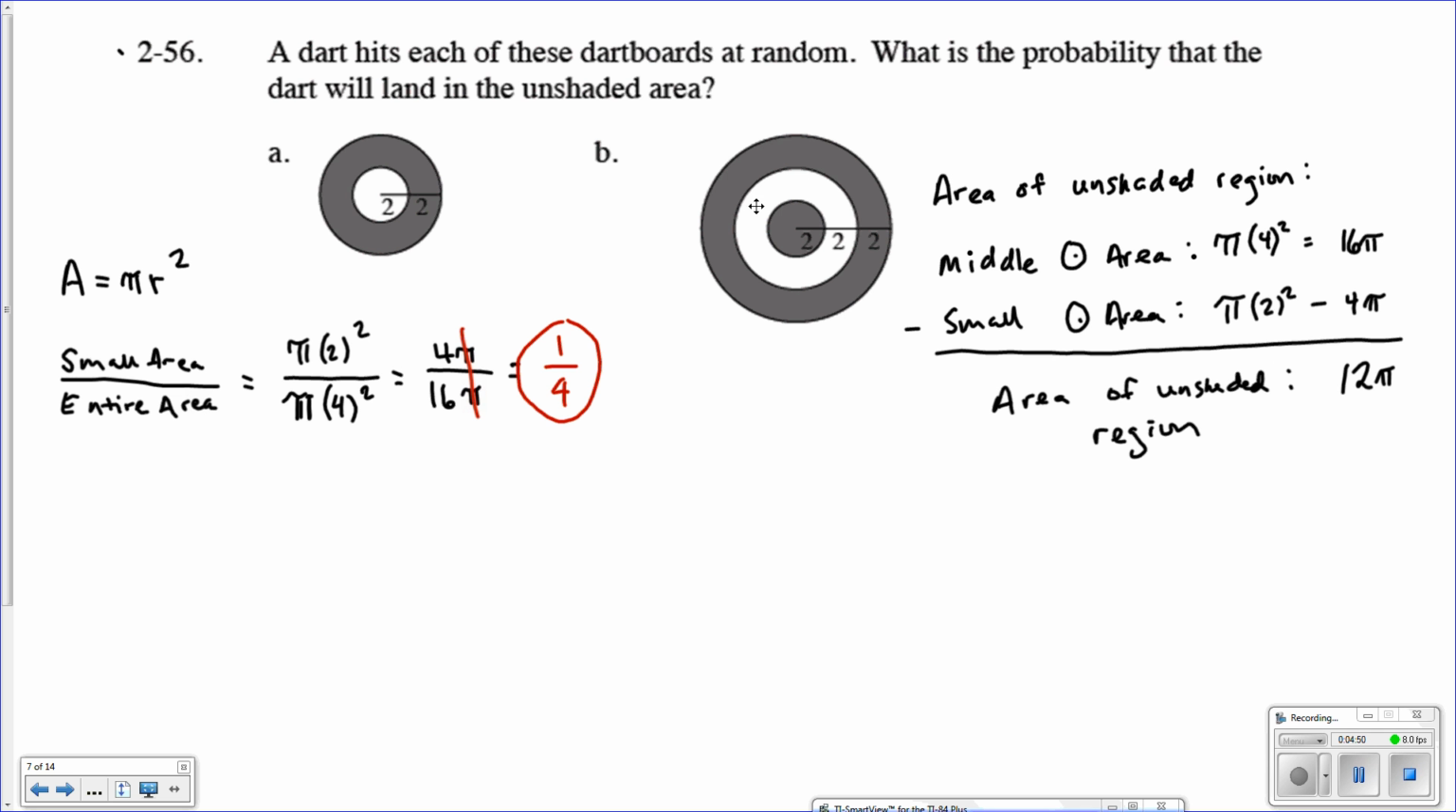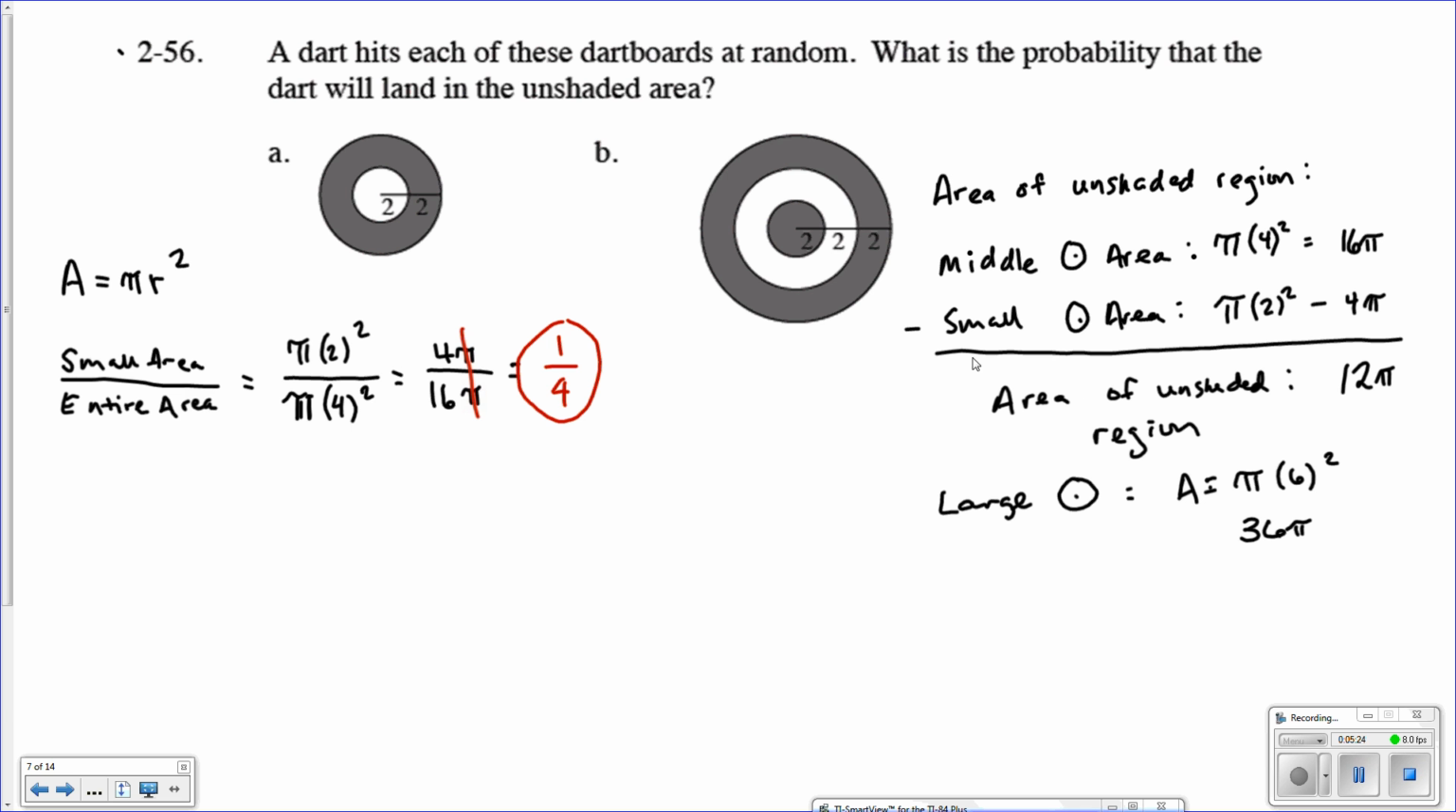Now that we know this is an area of 12 pi, we can figure out what the entire area is going to be, and then we can compare them using the ratio. Our large circle is going to have an area of pi times 6 squared. So we're going to get 36 pi there. That's the area of the entire thing.